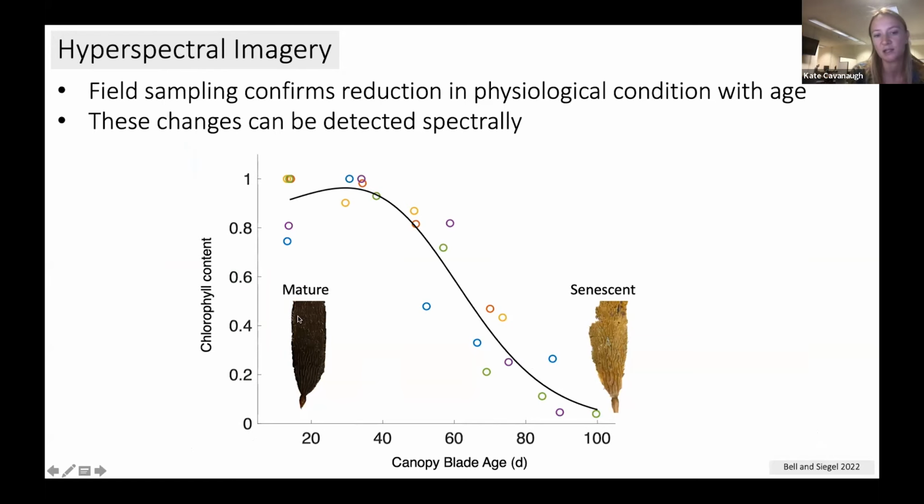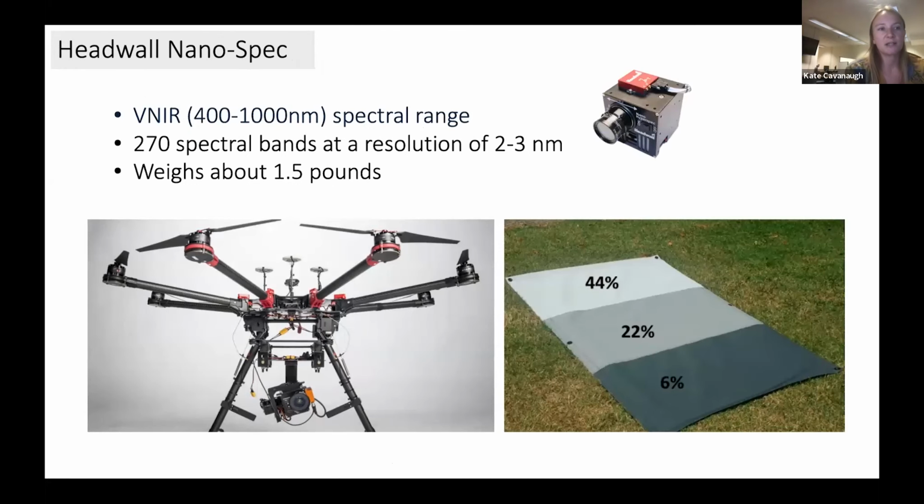This mature blade is nice and dark and healthy and has a ton of photosynthetic pigments, whereas the senescence blade is much lighter in color. It's lost its photosynthetic pigments, and it's probably about to come off of the plant. And we can detect these changes using hyperspectral data. So our setup is a Headwall Nano-Hyperspec. It covers data in the visible and near infrared between 400 and 1,000 nanometers. It has 270 spectral bands at a resolution of 2 to 3 nanometers, and it weighs about 1.5 pounds.